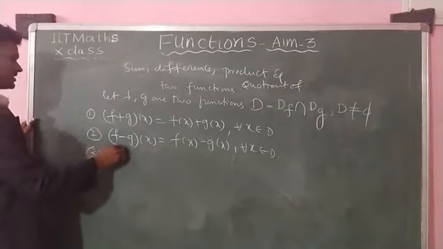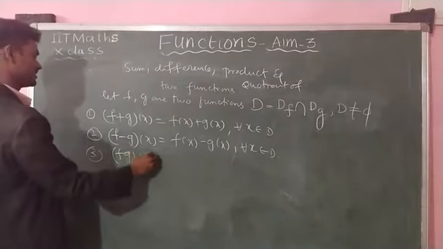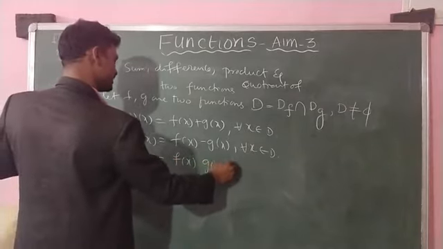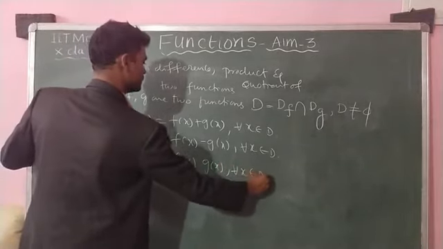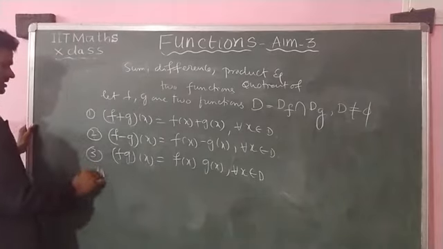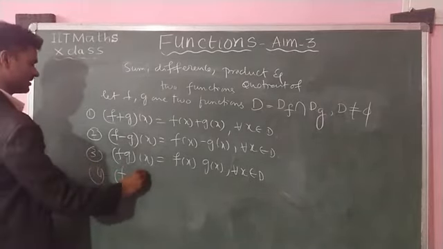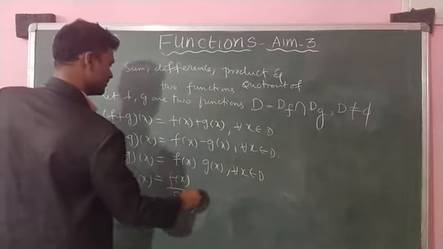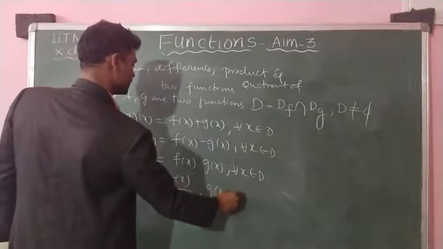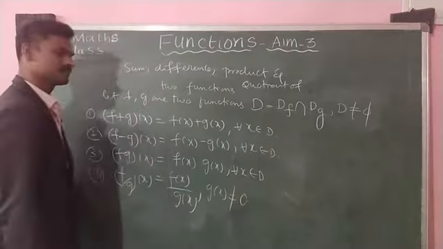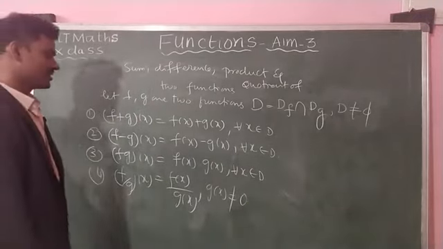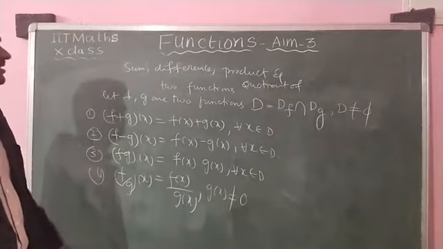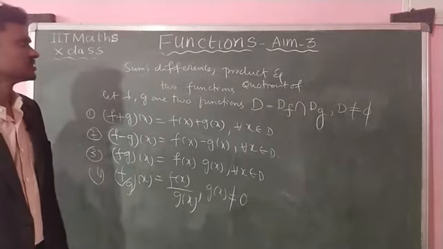Next, the third one is the product of the two functions, which is equal to f(x) into g(x) for all x belongs to D. Next, the quotient (f by g)(x) is equal to f(x) by g(x), where g(x) is not equal to 0. Then the domain minus the points where g(x) is 0. This is the sum, difference, product and quotient of the functions.